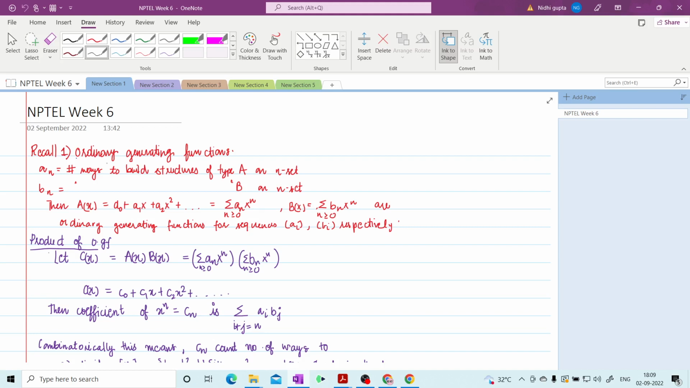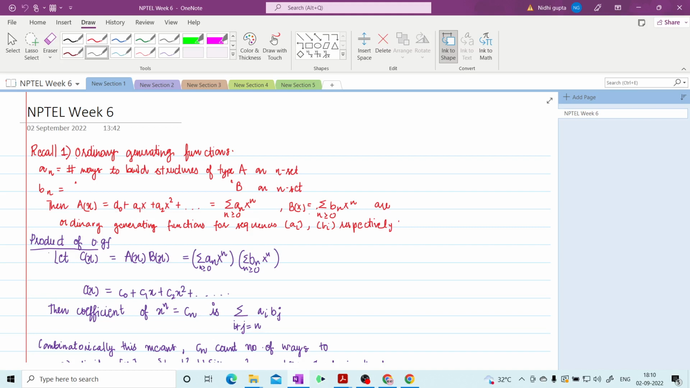Firstly, I'll define what ordinary generating functions are. Suppose a_n denotes the number of ways to build structures of type A on an n-set, and b_n denotes the number of ways to build structures of type B on an n-set. Then a power series of the form A(x) = a0 + a1x + a2x^2 and so on, where the coefficient of x^n is a_n, is an ordinary generating function. So an ordinary generating function is recording the data of the sequence a0, a1, a2 and so on.